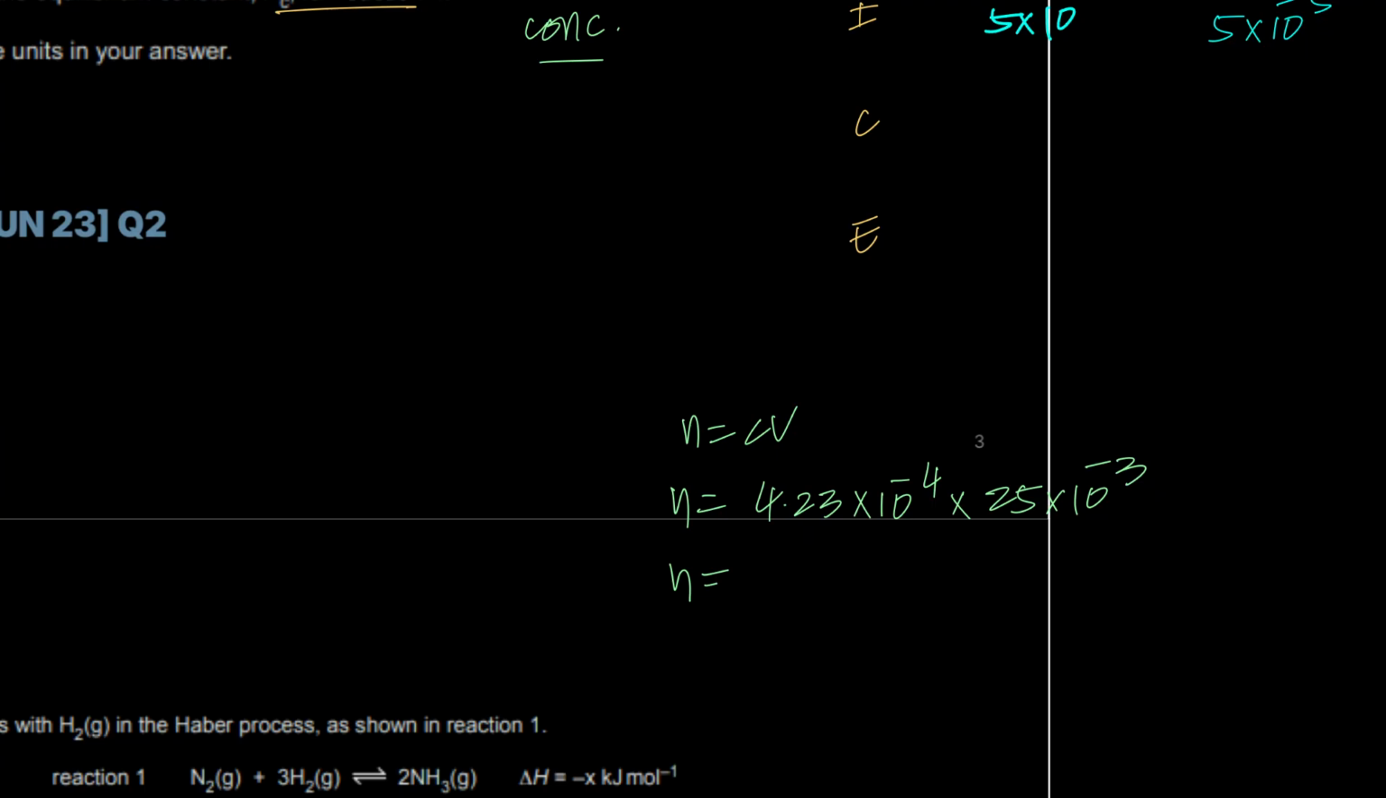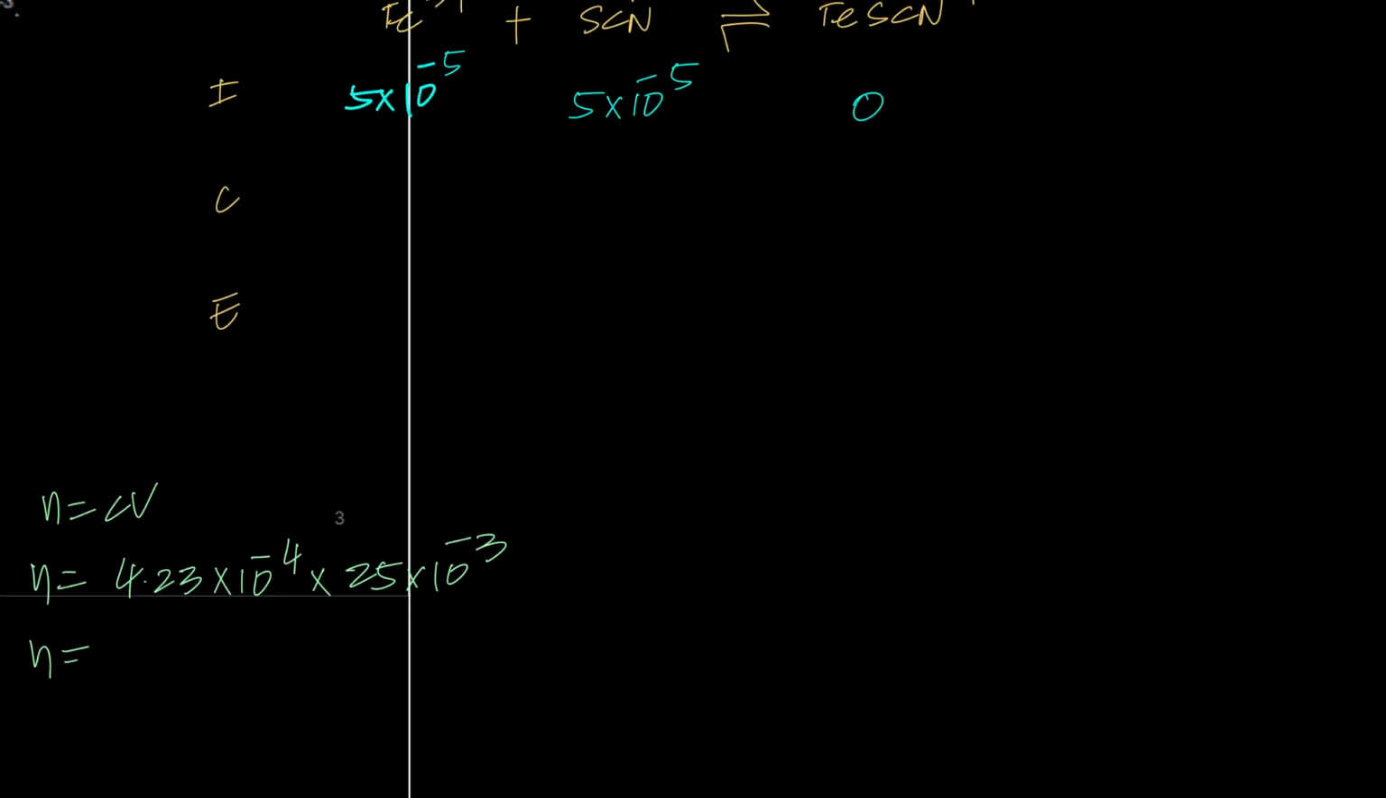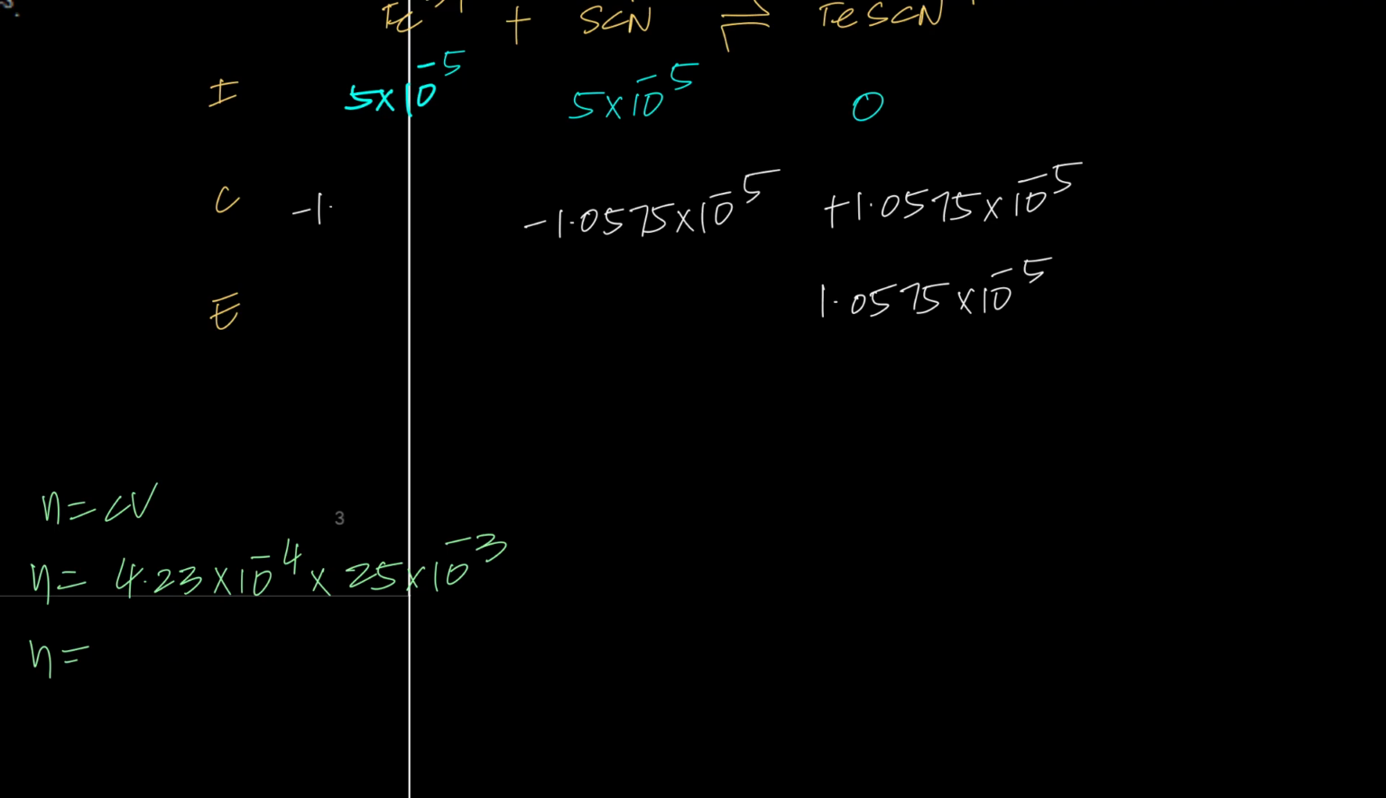What's the answer, guys? Somebody help me out. 1.0575 into 10 to the power minus 5. So these are the moles at equilibrium. Thank you. And so this is the change, right? Initially they were 0 and now that's the change. And because they're all in 1:1:1, this is positive and all of them are negative. Right? So 1.0575 into 10 to the power minus 5 minus 1.0575 into 10 to the power minus 5.